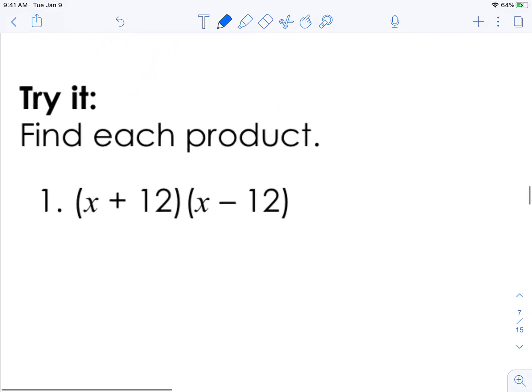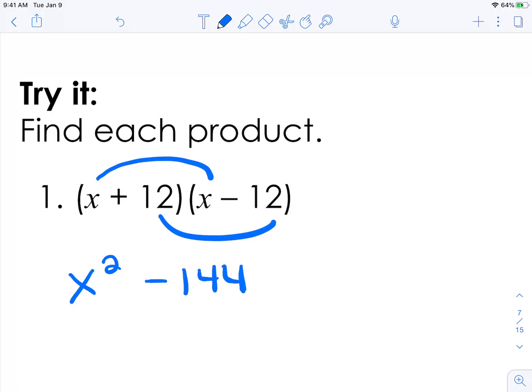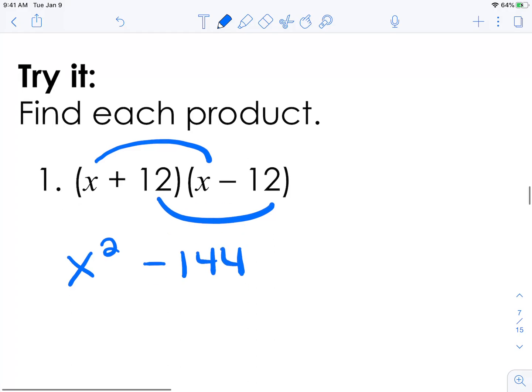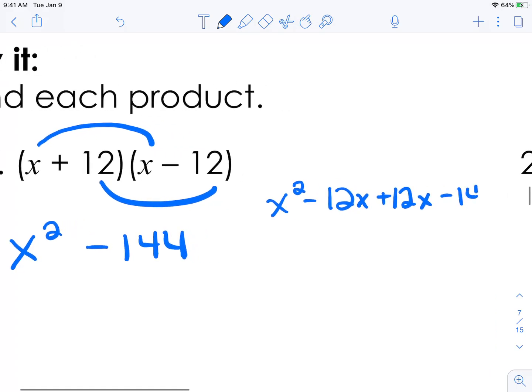So over here as an example, we know these are going to cancel out. So we only have to do this part of the FOIL. That's it. X squared minus 144. If you wanted to write the whole thing out to see why, you would have x squared minus 12x plus 12x minus 144. And this cancels.